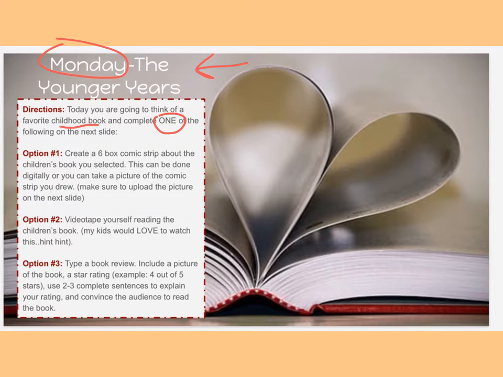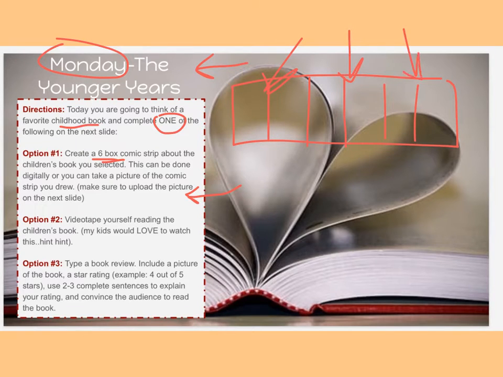Option 1 is to create a 6-box comic strip about the children's book that you selected. This can be done digitally, or you can take a picture of the comic you drew. Make sure you put the picture on the next slide. So you're going to pick your favorite children's book and make a 6-box comic strip about it. So you could do a quick sketch and just talk about the beginning, the middle, and the end of the story and make it into a little comic strip.